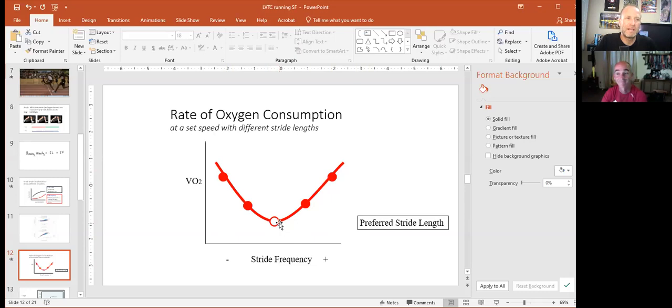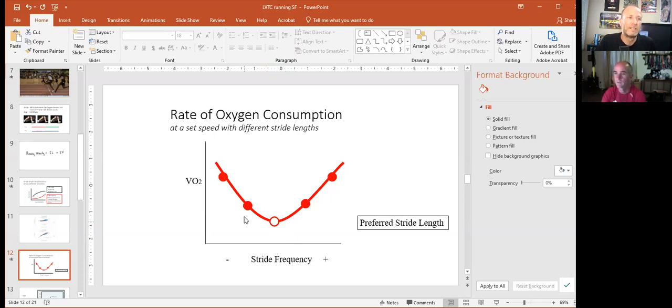Now, sometimes maybe the rate that you choose is actually not at that minimum. And that's where, as a coach, we want to start trying to figure out how to shift somebody in one direction or the other. And usually, if the rate that you choose and the length that you choose for this velocity is not at this minimum, it's usually a little bit to the left, and you usually have to increase your stride frequency. Research says between 3 and 8%, right?